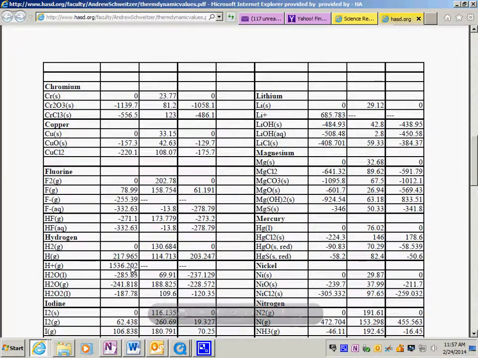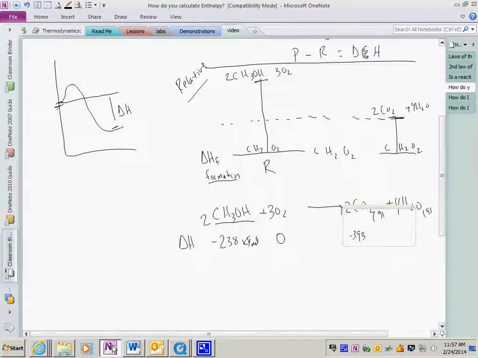It's either going to be hydrogen or oxygen. Here's hydrogen gas, negative 241. Not H2O2, H2O, and it must be a gas, negative 241. So this is on a per mole basis, so I'll need to take all these and multiply them by their values here. So 238 times 2 equals a negative 476 kilojoules per mole.